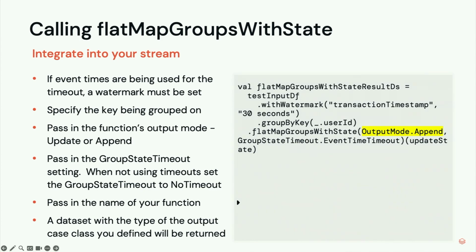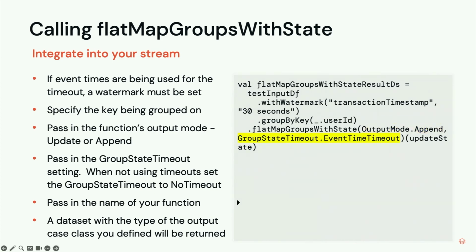I don't know if you guys are familiar with Spark Structured Streaming's output modes. It's append, update, and complete. These functions support both append and update mode. This is where I specify the type of timeout that I'm using. If you don't want a timeout, that's no problem. You're going to specify no timeout in this argument. And this is the function that I'm calling.